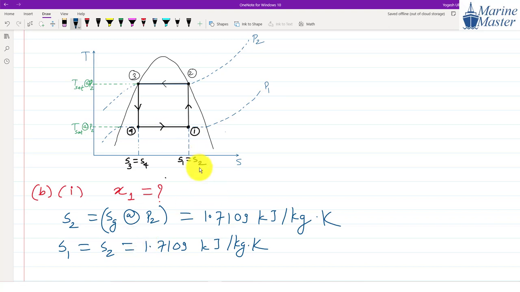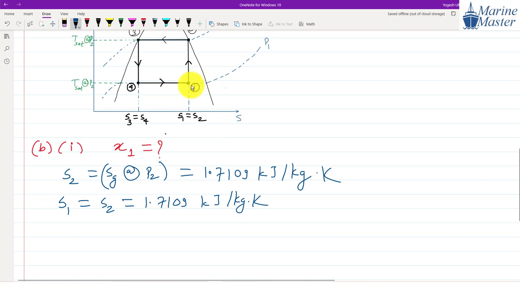Now here try to understand the scenario. The entropy of point 1: point 1 is at P1 pressure. So first of all, we are going to find out Sf at the P1 pressure.